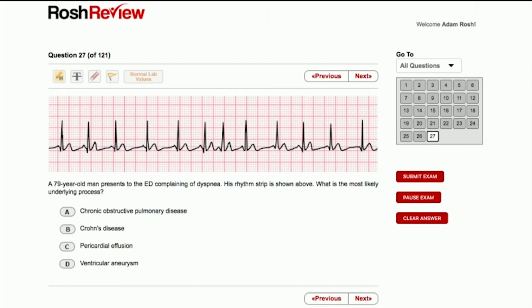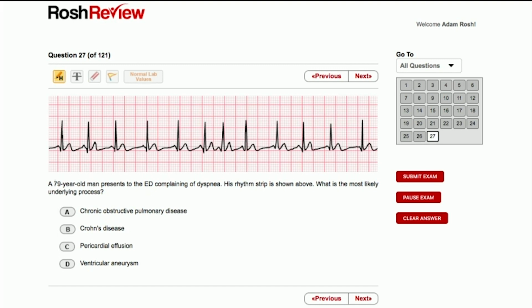We have a rhythm strip on the page here. And when I look at the rhythm strip, it looks fast, it looks narrow, and it looks irregular. So fast, narrow, and irregular. First thing that comes to mind is atrial fibrillation. However, it's important to note, this is not atrial fibrillation. And from the question, here's a little hint, which I would consider the reveal here.